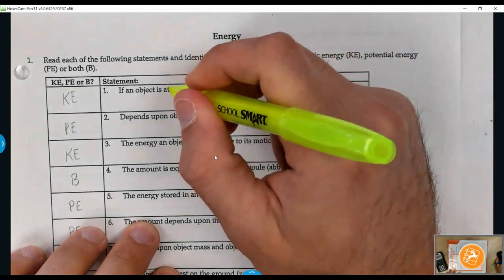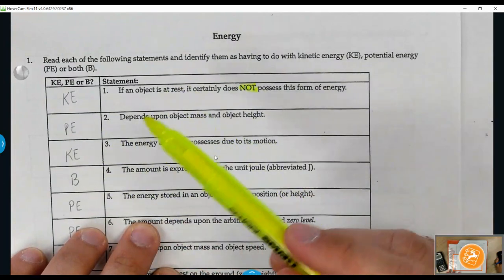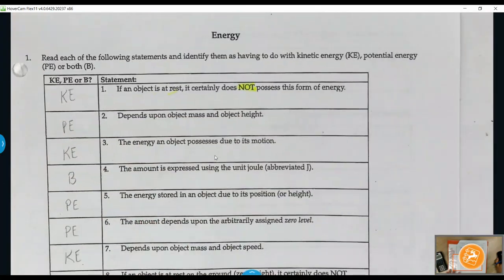Well, it needs to be moving in order for it to have kinetic energy. So if it's at rest, it definitely doesn't have KE. So everyone should have KE there. How many people got that one right? All right, that's what I like to see.